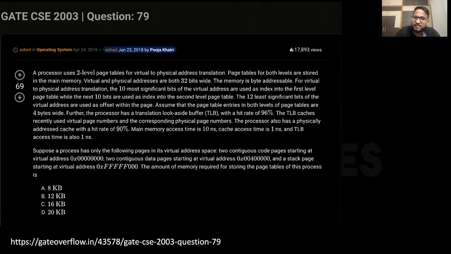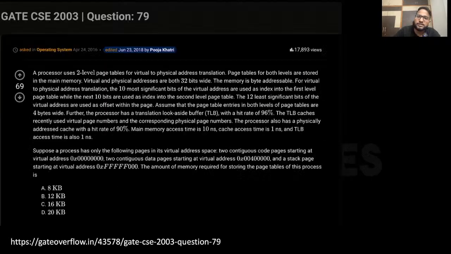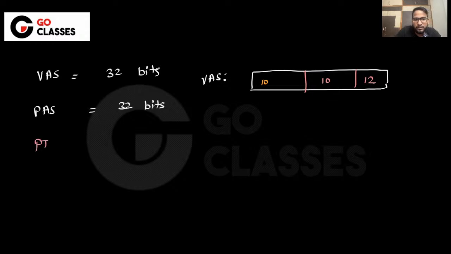For virtual to physical address translation, the 10 most significant bits of the virtual address are used as the index to the first level. Most significant 10, 10, so they are saying 10, 10, 12. The address division for the virtual address space is 10, 10 and 12. The 12 least significant bits are used as an offset within the page. Assume that page table entries of both level page tables are 4 bytes. So the page table entry is of 4 bytes.